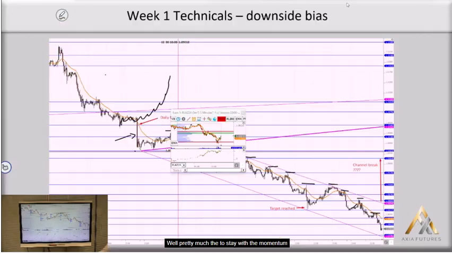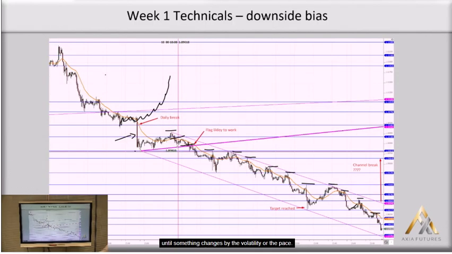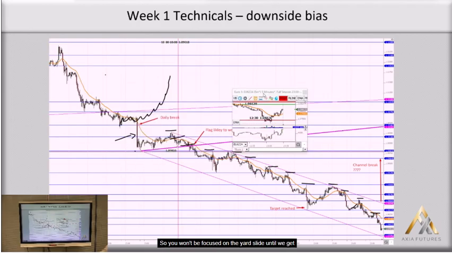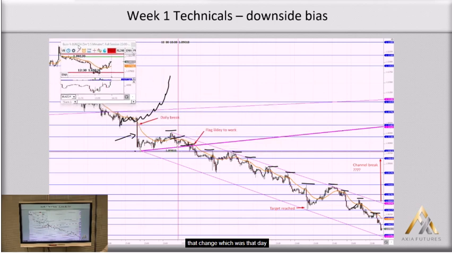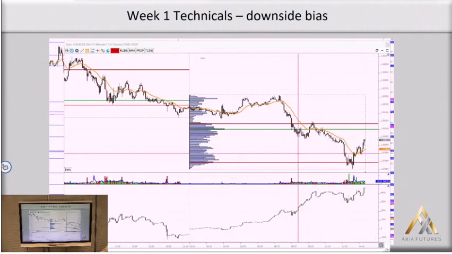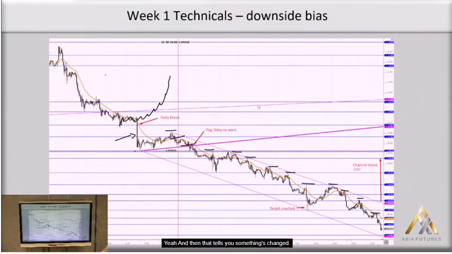I've pretty much said it: you stay with the momentum until something changes, i.e. the volatility or the pace. With this move here, you've got the daily break, so you won't be focused on the downside until you get that change, which was that day where you had the large expansion. And that tells you something's changed. You're not going long, but it's just letting you know that something's changed. That's where I try and look at it.